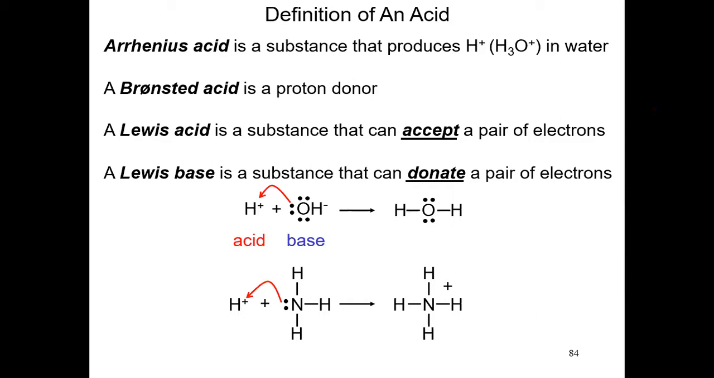Again, in this perspective, we think of the proton as being the actual acid because it's accepting a pair of electrons. And we think of the ammonia as a base, not because it generates hydroxide ions, not because it accepts a proton, but because it donates a pair of electrons. Now, when we talk about this idea of donating a pair of electrons, it might be easy to get confused with oxidation reduction reactions, all right?